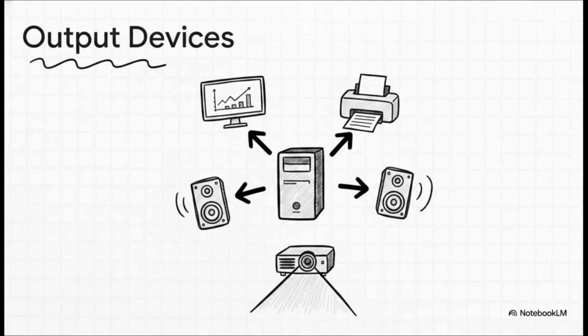Next up, Category B, output peripheral devices. These do the exact opposite of input devices. Their function is to take that machine data and convert it back into a human-readable form. They show us the processed results so we can actually understand them. So your monitor screen, a printer for your physical documents, speakers for playing your favorite music, and a projector for sharing visuals on a big screen. Those are all perfect examples of output devices.